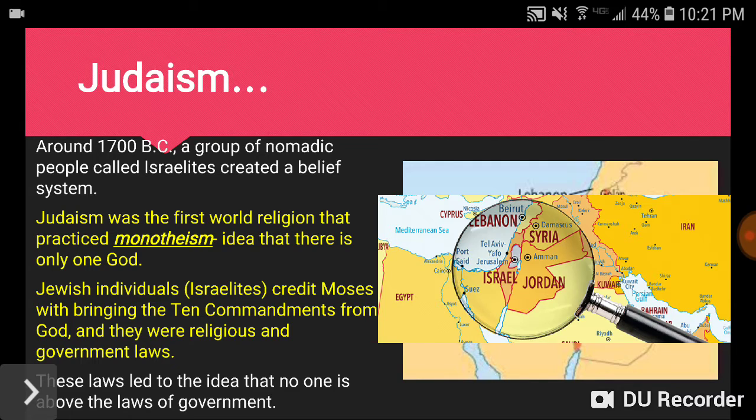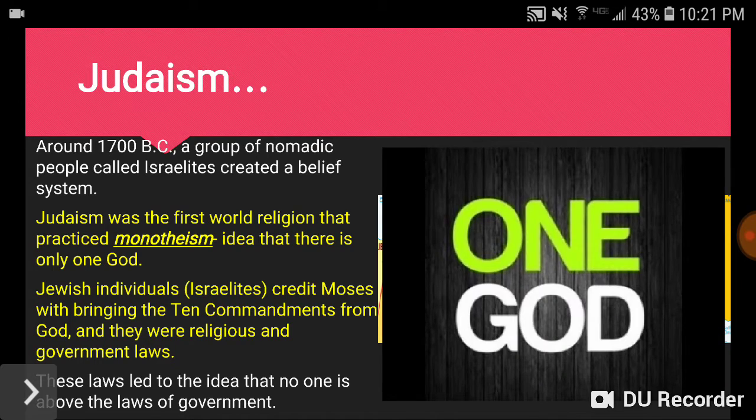Judaism also originated in the Middle East around Israel, Jordan, Syria, and Lebanon. So that's what this map is for. But the Jewish people are unique because they're the first group to ever have this idea of monotheism, or the belief that there is only one true God. And so they follow this one true God that they called Yahweh, and basically tried to adhere to his laws and the different religious practices that their God asked them to follow.